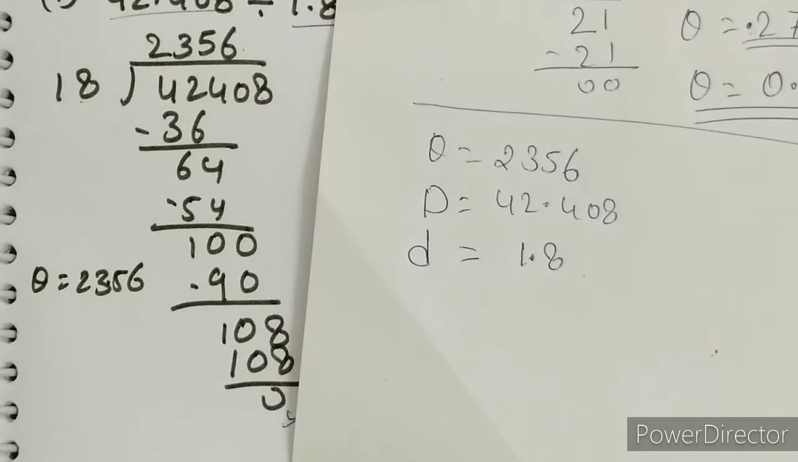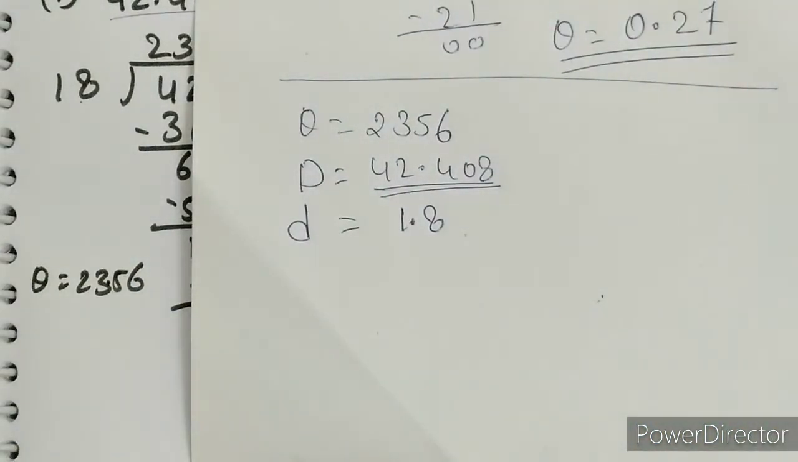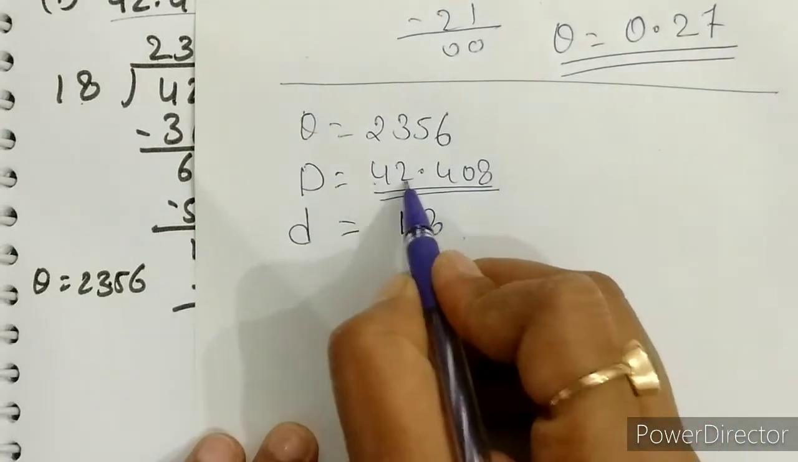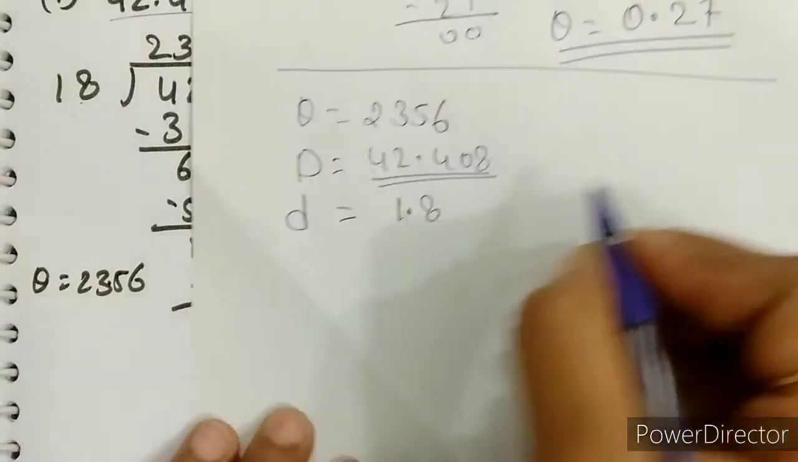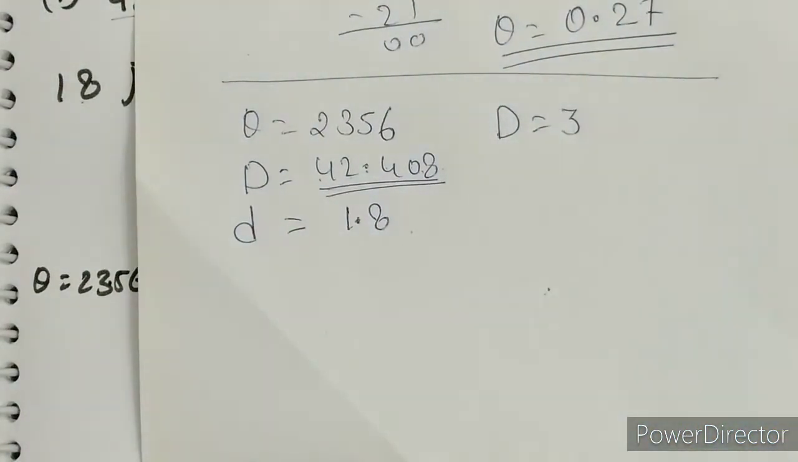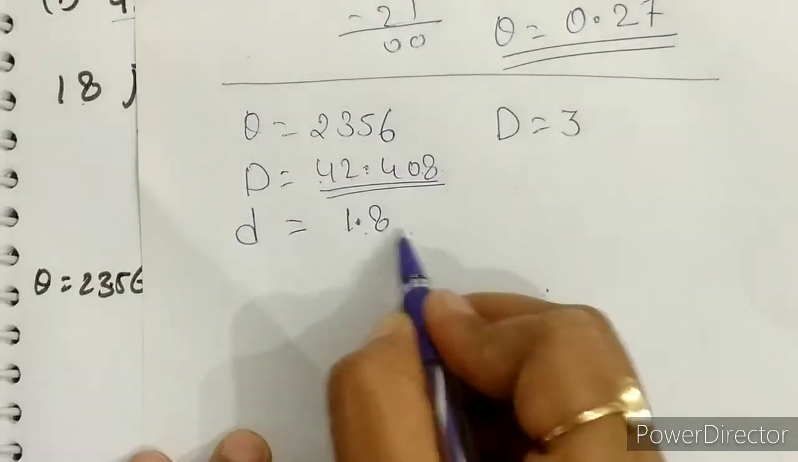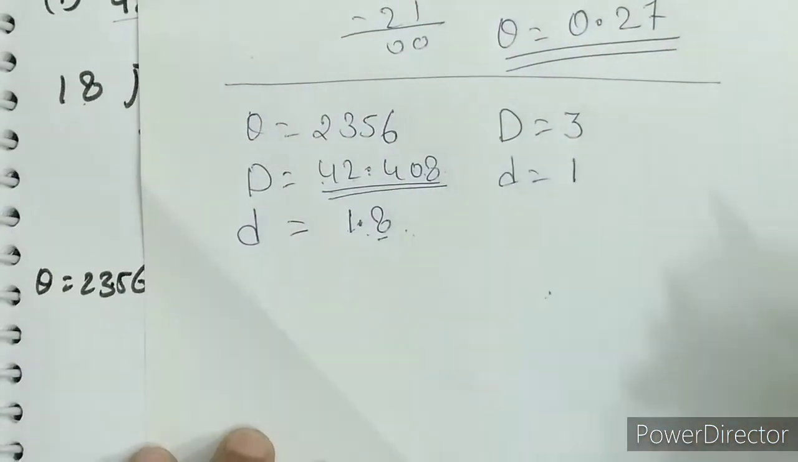Okay, so in dividend, as we can see, there are three numbers, means 42.408. So 1, 2, 3, there are three numbers. So we'll write d is equal to 3, and in divisor there is only one number, 1.8. So 8 is only the one number.